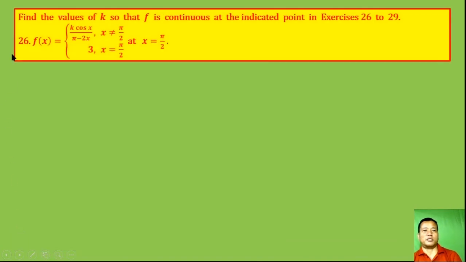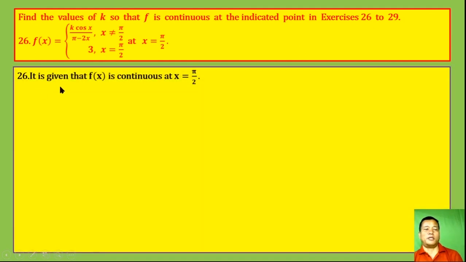Question number 26. Find the values of k so that f is continuous at the indicated point in exercises 26 to 29. It is given that f of x is continuous at pi by 2. Therefore, the limiting value at pi by 2 equals f of pi by 2.